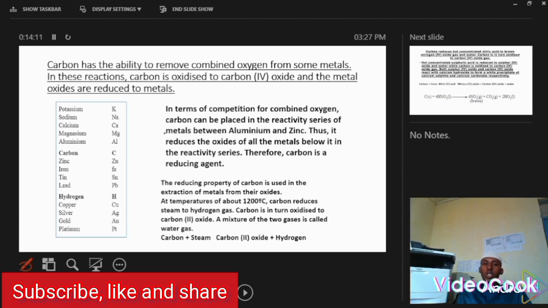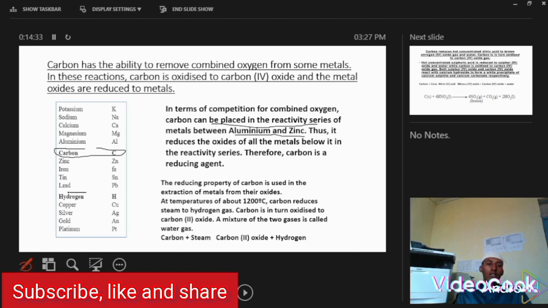In terms of competition for combined oxygen, carbon can be placed in the reactivity series of the metals between aluminum and zinc. That simply means carbon can remove oxygen from the oxides of zinc, iron, tin, lead, and less reactive metals.